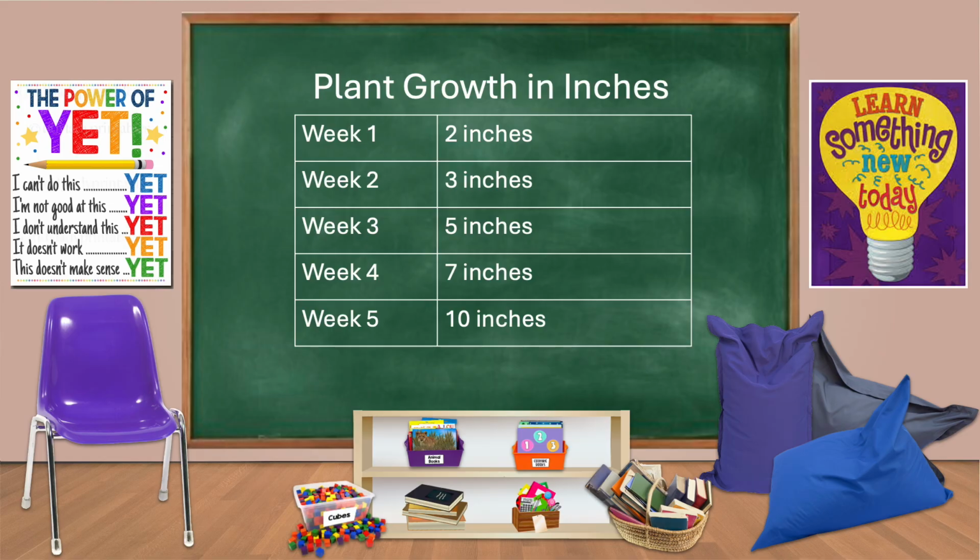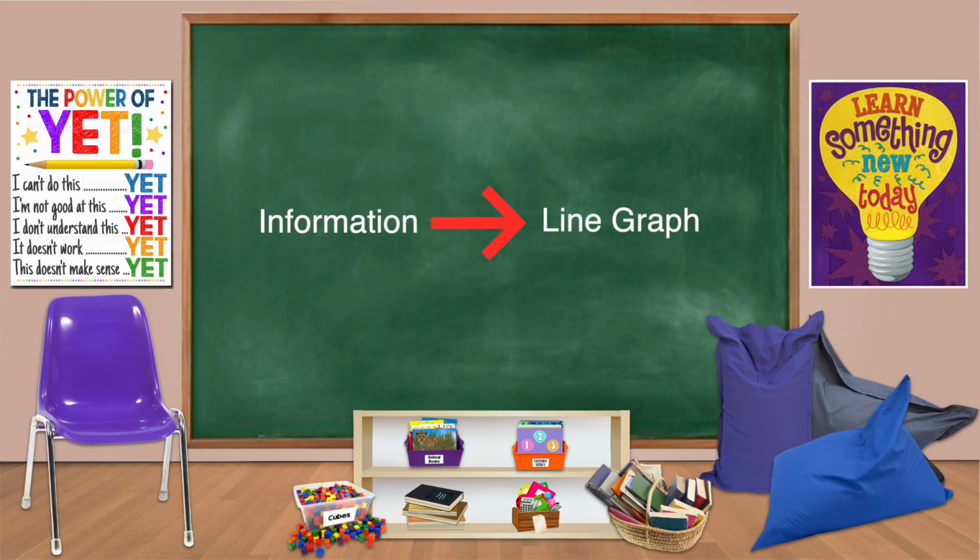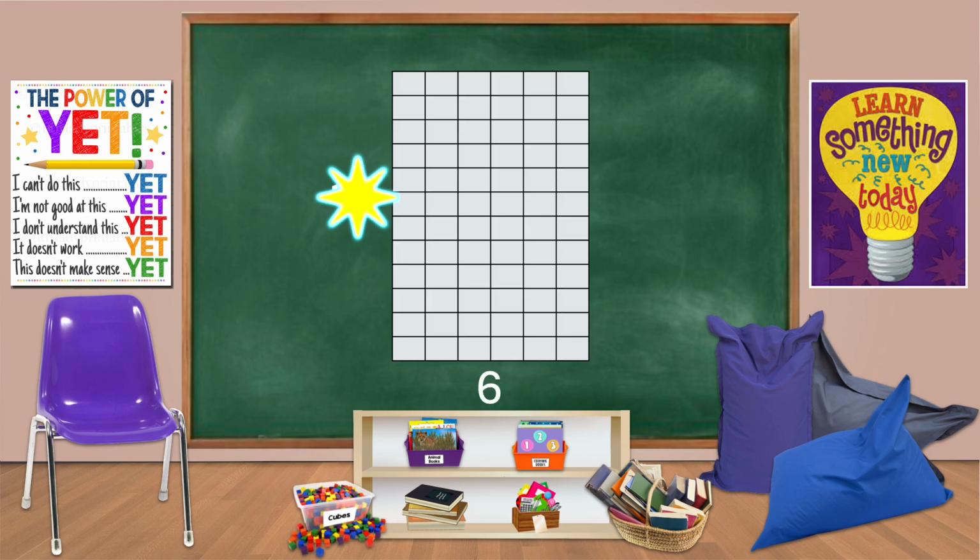Now, we're going to turn this information into a line graph. First, we can draw a grid. Let's make it 12 blocks tall and 6 blocks wide. The line across the bottom is the x-axis. Label it weeks. Now label the lines 1, 2, 3, 4, 5. The line that goes up and down on the left is the y-axis. Label it inches. List numbers 1 to 12.